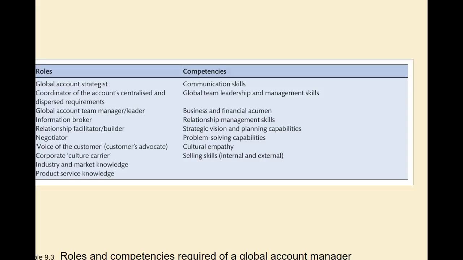You need to have a strategic vision and planning capabilities, especially if it's new or expanding into the global markets. You need to be a good problem solver or negotiator. Also, being able to express your cultural empathy. You need to be able to relate well with people, and obviously you need good selling skills, both internal and external. And a key factor is knowing about your industry and the market, and your product and service knowledge.